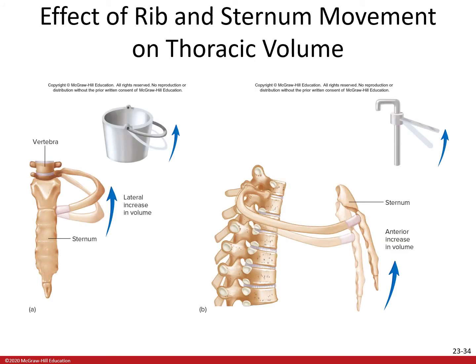So here we are looking at, on the left side, the elevation of the ribs in the bucket handle movement. It's going to increase your thoracic volume laterally. On the other side, we have, as the rib is elevated, rotation of the rib in the pump handle movement, different than the bucket handle, which is going to increase thoracic volume anteriorly, as opposed to laterally in the other way.